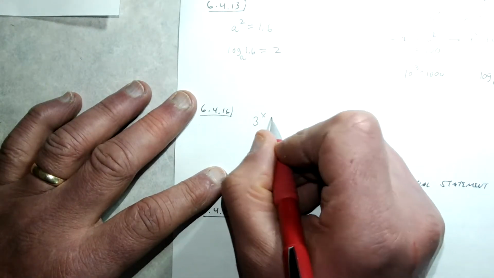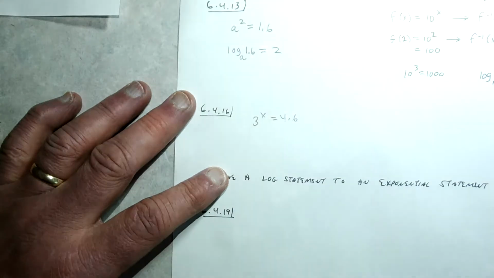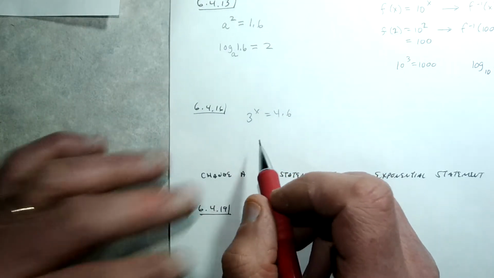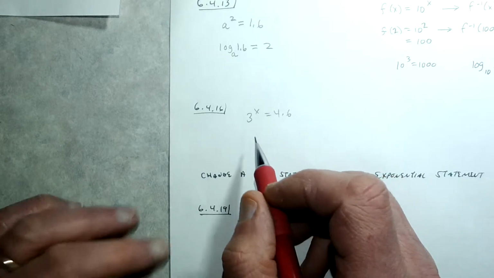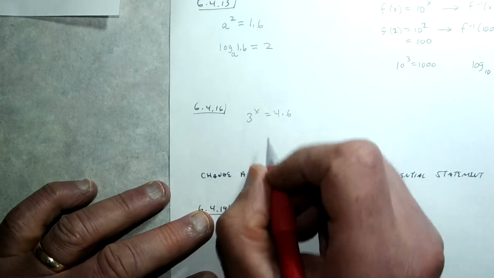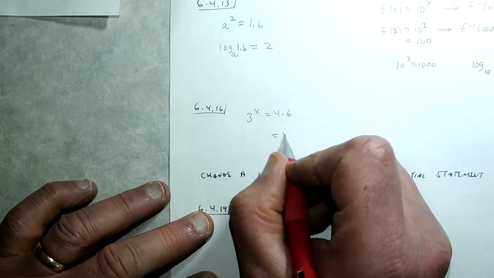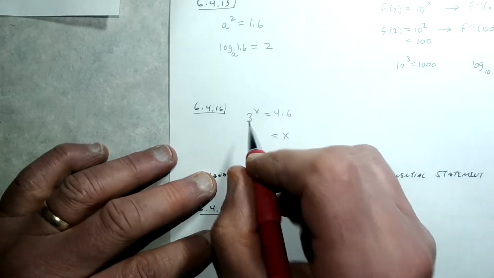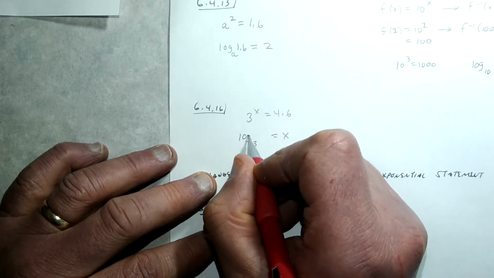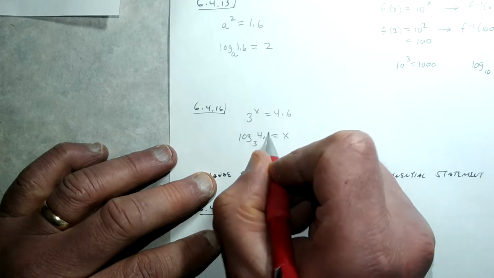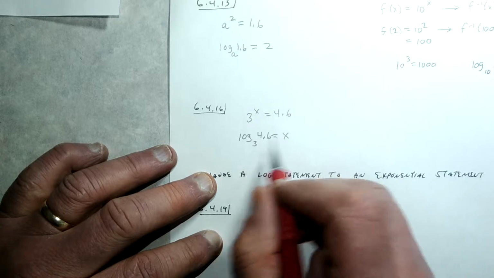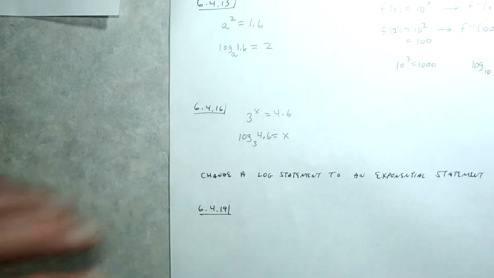3 to the x is equal to 4.6. This is problem 16 out of the book. If I looked at this, I would say that the output to my log is an exponent, and therefore I should get x. I know my base is 3, so I'm taking the log base 3 of 4.6, and that is x. So 3 to the x power should give me 4.6.